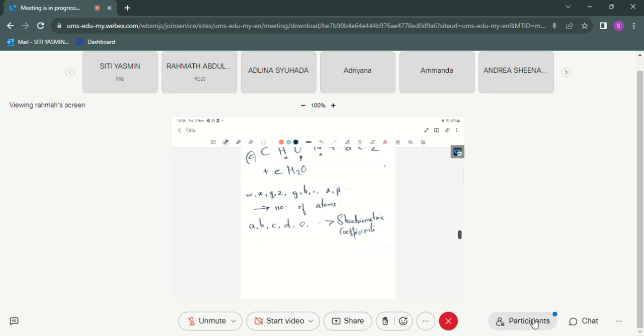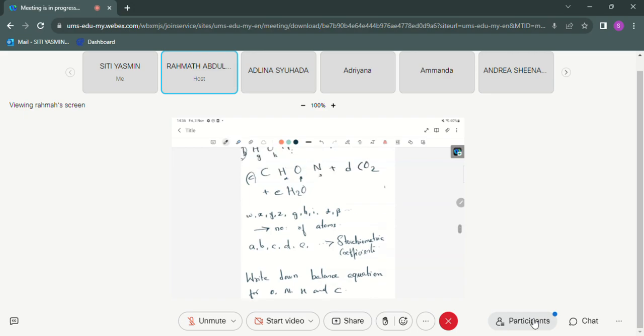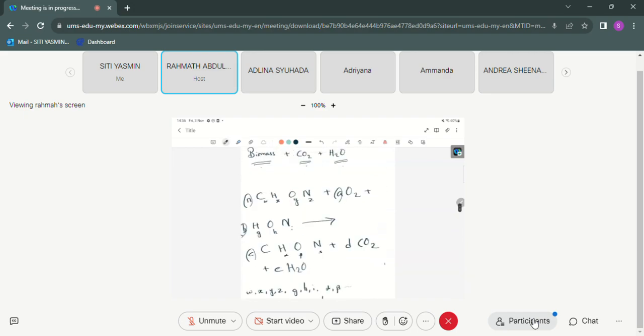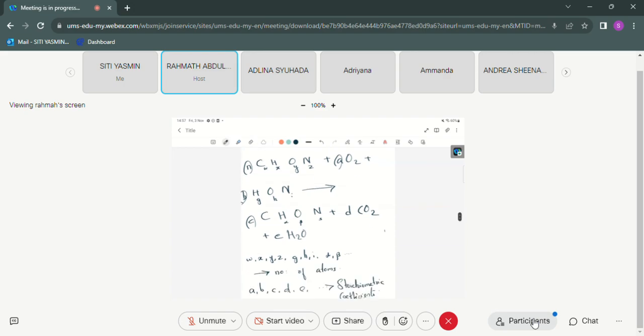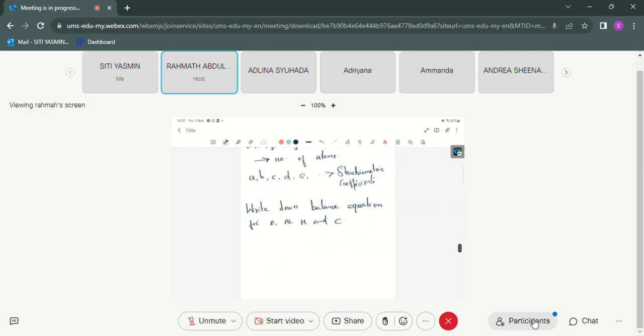Next, I want you to write down the balance equation for oxygen, nitrogen, hydrogen, and carbon, from this previous equation. I have to write it quite big, that's why it doesn't look that neat, because of the iPad I use. So you have to write down the balance.